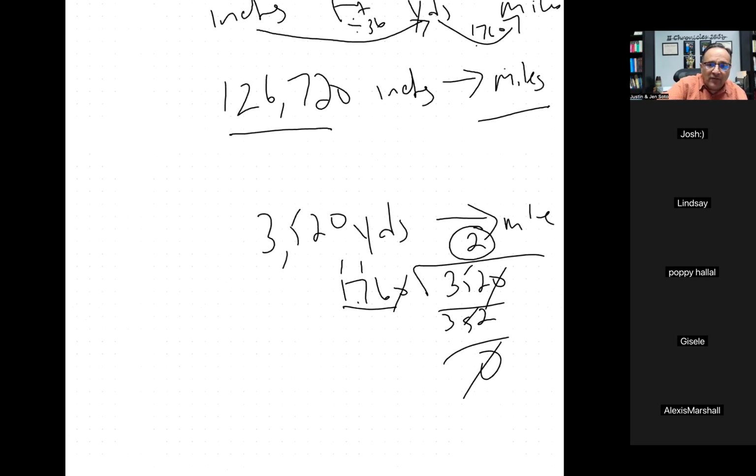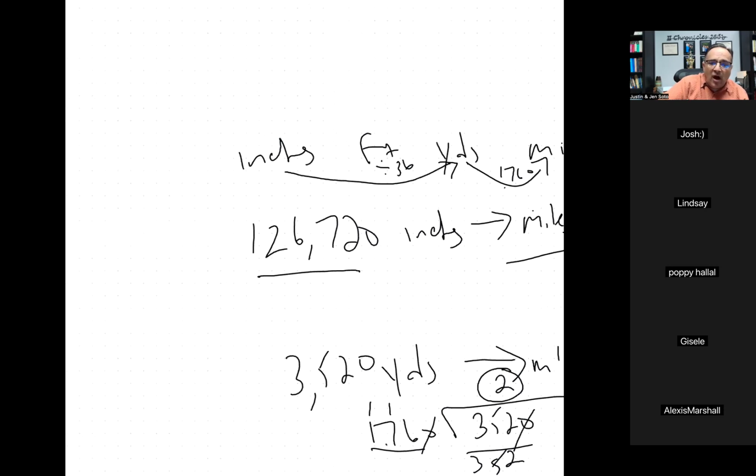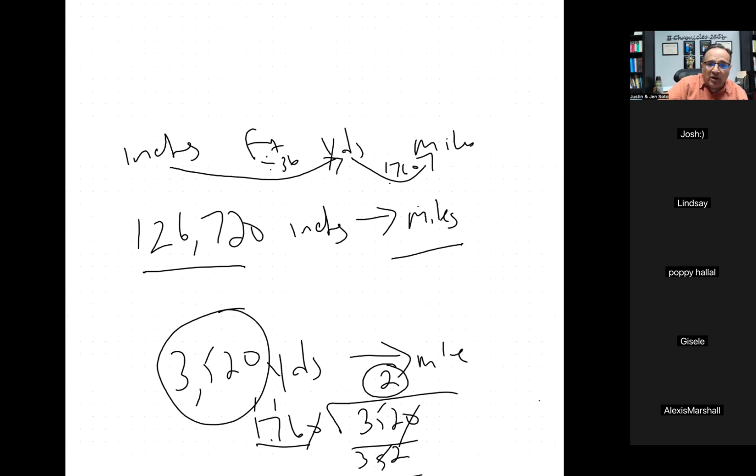I went from 126,720 inches to yards, which is 3,520 yards. 3,520 yards to miles is just 2 miles. The answer is 2. All right. Why don't you try number 6?